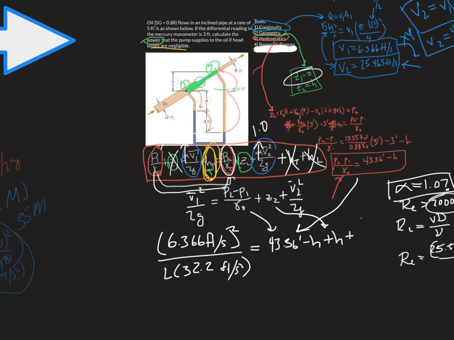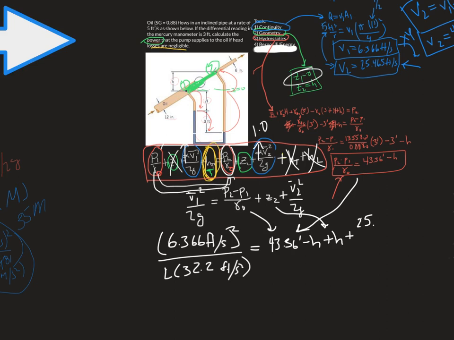And V2 squared is 25 point... I'm going to need to erase in a big way because this is in my way. Get out of here, punks. Good for nothing. So 25.465 feet per second, squared, over 2 times 32.2 feet per second squared. Notice that these are all going to be in units of length.